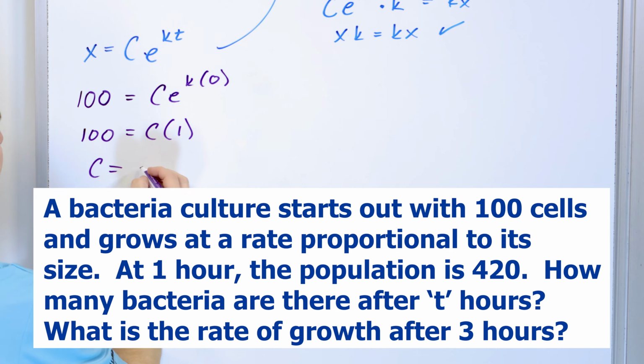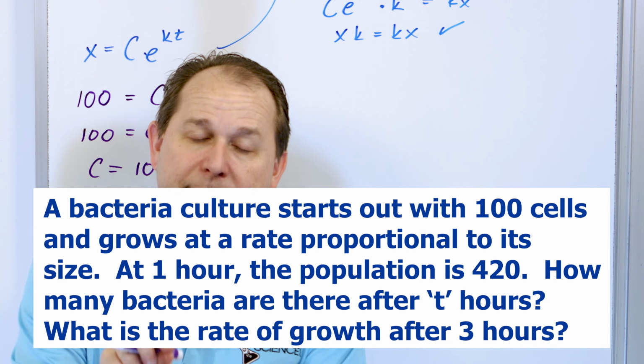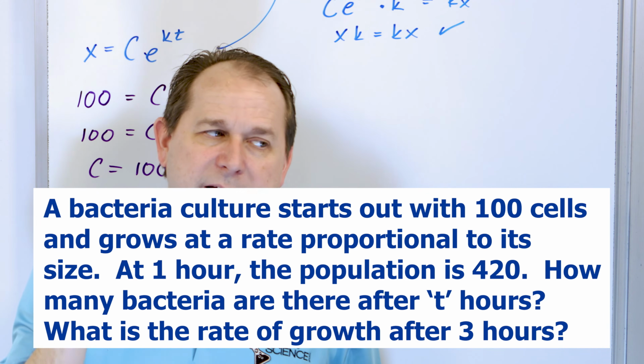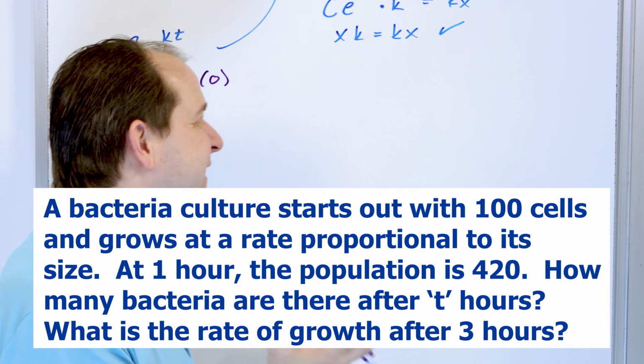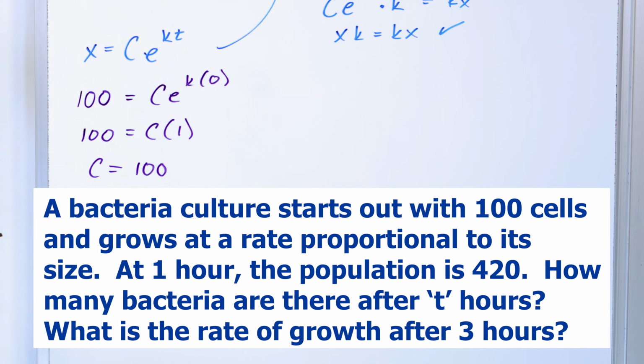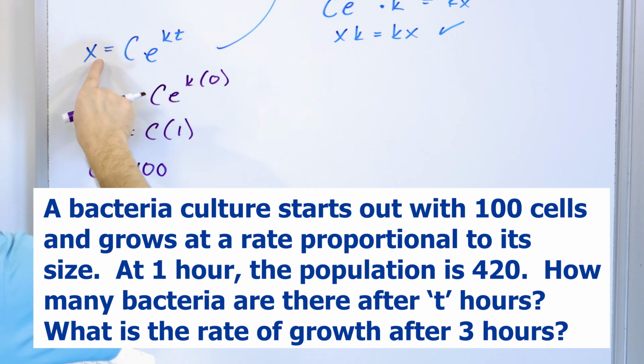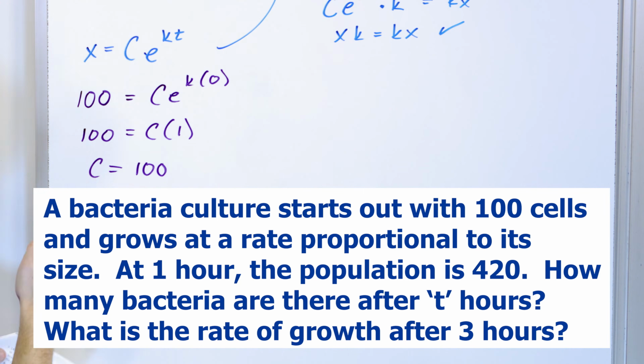And so that means that this constant, which I didn't know what it was in the beginning, is now locked down because in the problem it tells us how many bacteria we have at time 0. That's called an initial condition. By knowing at time 0 what the answer is, we can figure out what this constant is.